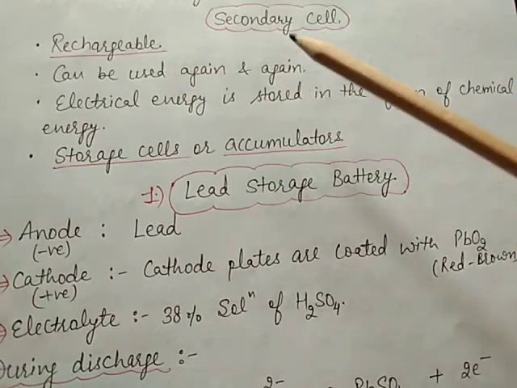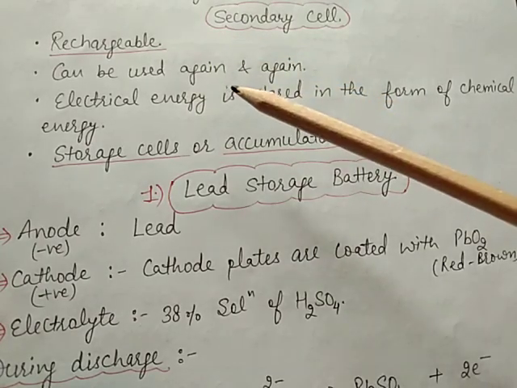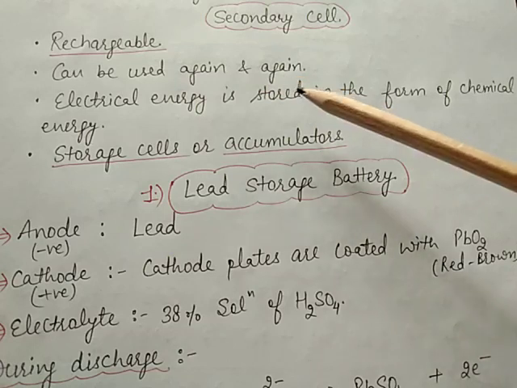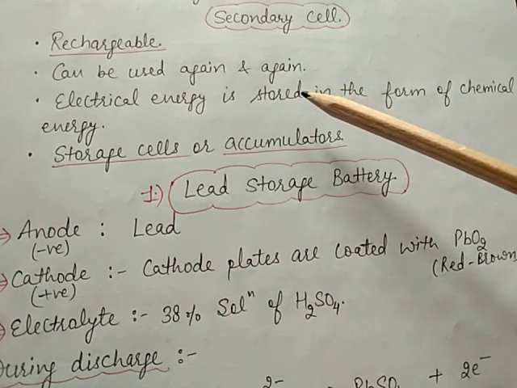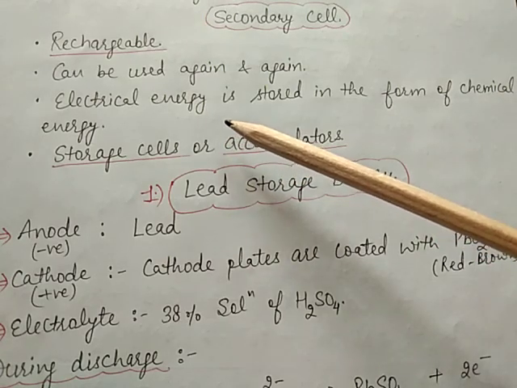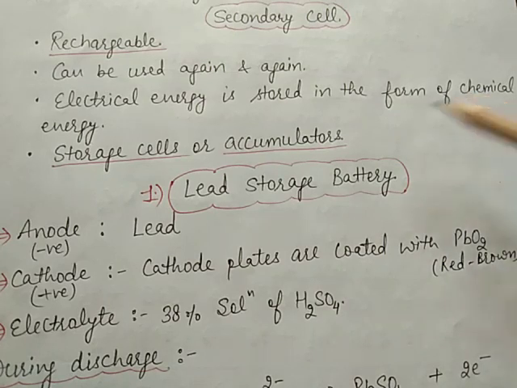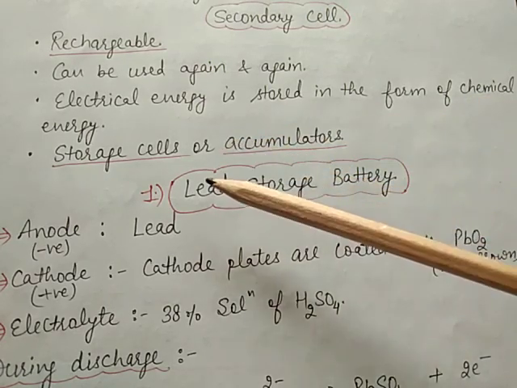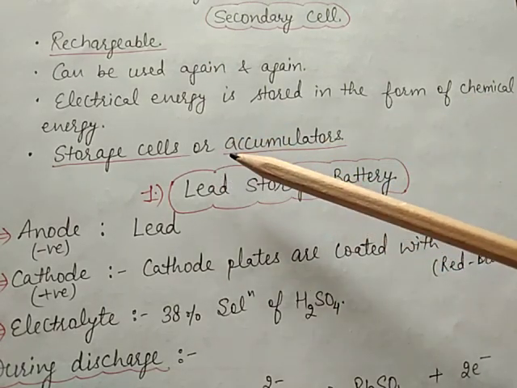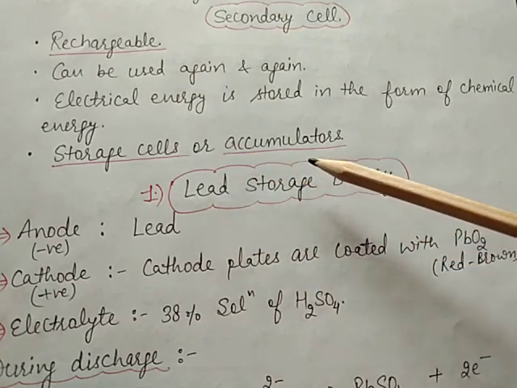Secondary cell or battery is rechargeable. It can be used again and again. In the secondary cell, electrical energy is stored in the form of chemical energy. Secondary cell is also called storage cell or accumulators.